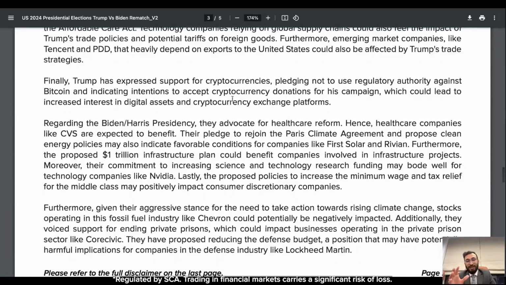Trump has expressed a lot of support for cryptos in the past, pledging not to use any regulatory authority against Bitcoin. So cryptos might benefit if Trump comes into presidency. Plus, a lot of crypto donations have been coming across for his campaign. So that again has increased the interest in digital assets and cryptocurrency platforms. So that is the reason why Coinbase is in that list.